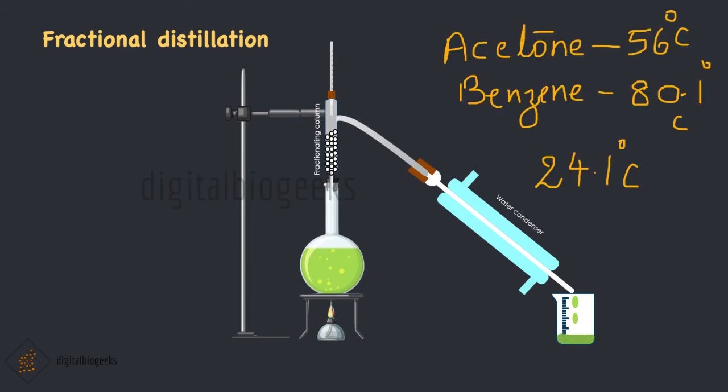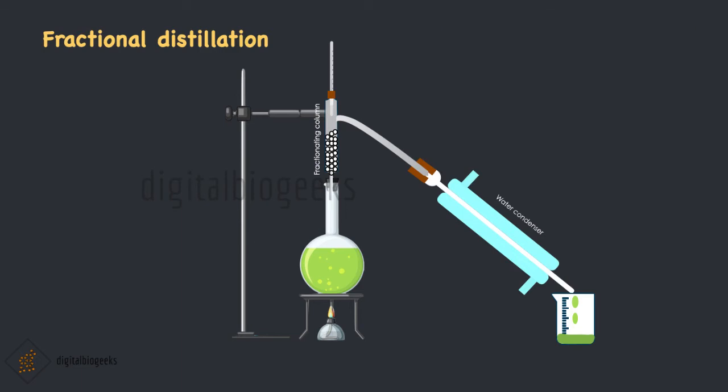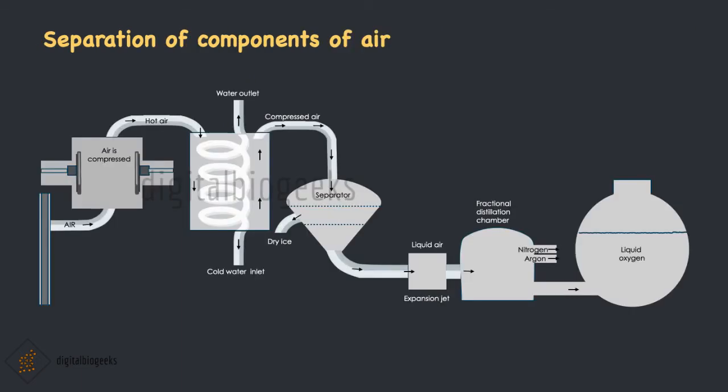At 56 degrees centigrade, a few vapors of benzene will come and these vapors will be cooled by the glass beads of fractionating column and is collected back to the flask. Like this, by using fractional distillation, we can separate the miscible liquid whose difference in boiling point is less than 25 Kelvin. Let's see how can we obtain different gases from air.